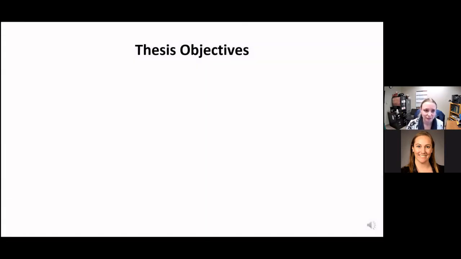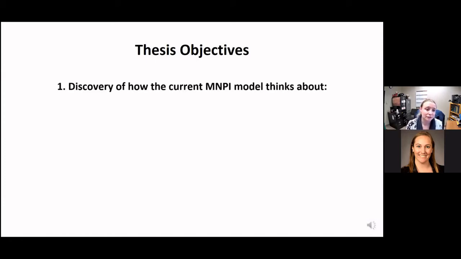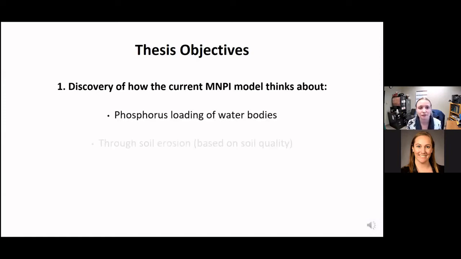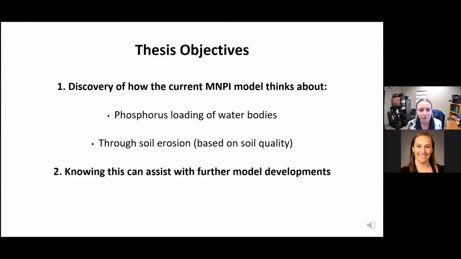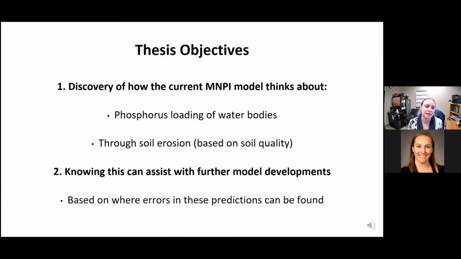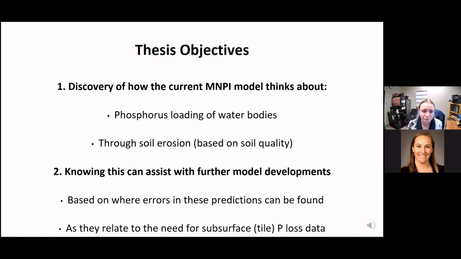So my thesis objectives then, based on these hypotheses. So I wanted to discover how the current MinPI model thinks about phosphorus loading of water bodies through soil erosion based on soil quality. And knowing this can assist with further model developments based on where errors in these predictions can be found as they relate to the need for subsurface tile phosphorus loss data.